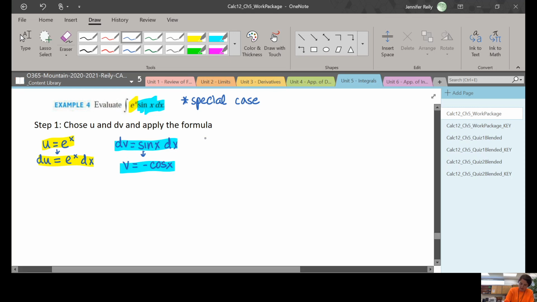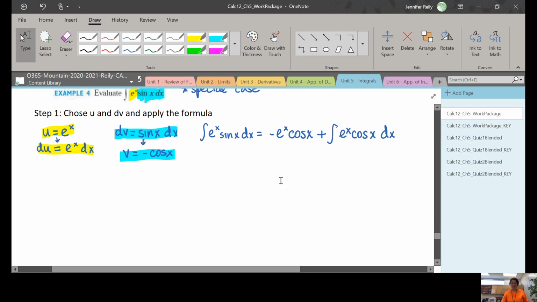Okay, let's rewrite this formula. I'm going to write a little bit smaller because I need lots of space. The integral of e to the x sine x dx equals uv, so I'll have negative e to the x cos x minus the integral of v du. So the two negative signs are going to cancel out because I've got a negative in my v term. v du, so I'll have the integral of e to the x cos x dx. And this is a plus sign because the negative in the v term canceled out with that. Okay, so that's step 1.